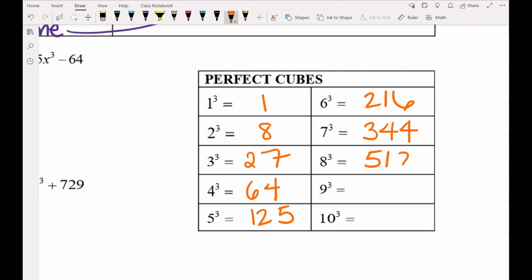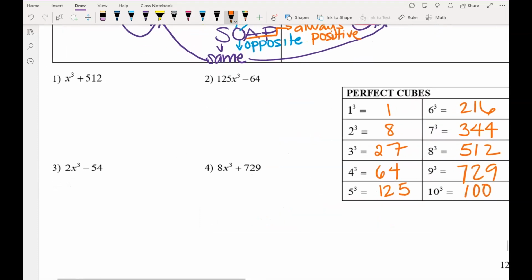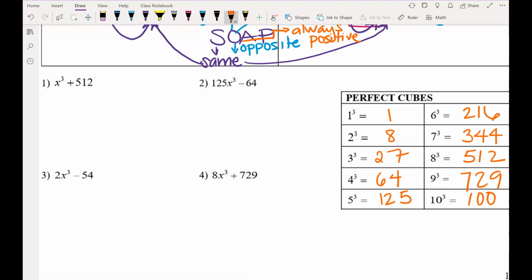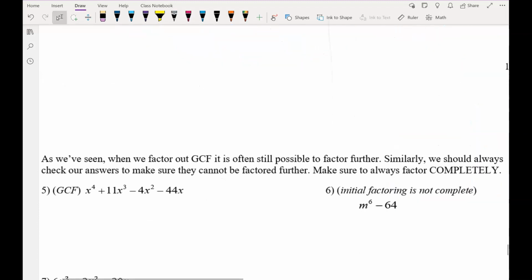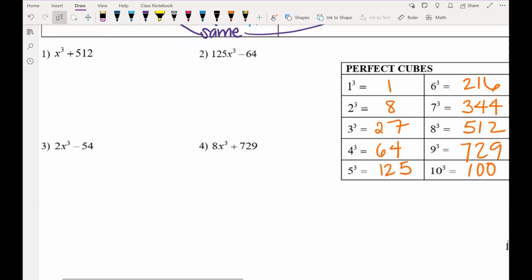Did your teacher back then tell you to memorize all of this? And then 9 to the third? 729. And obviously the last one is? Good. So if we see those, then that will help us out a little bit. Okay. Factor completely. We have the first 4 examples here and then the last 3 on there.